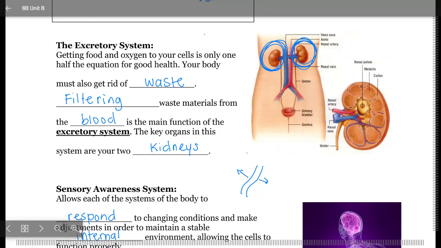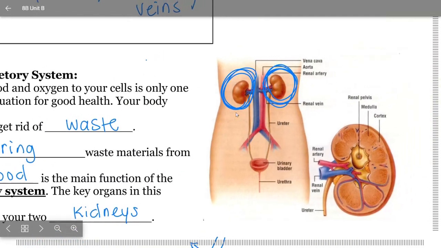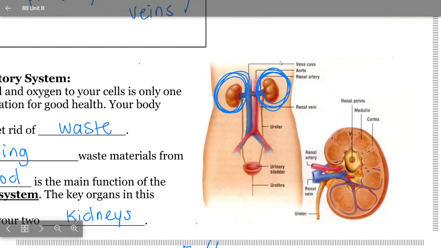If you look closely here, we have the vena cava and the aorta. Remember the aorta, it is the main artery from the heart. It is the main artery of the body. The vena cava is the main vein of the body. Now, when the aorta comes here, it is giving. So remember when we talked about how arteries bring blood away to the rest of the body and away from the heart, and how veins give blood back to the heart. So in the aorta, it is giving the blood to the kidneys.